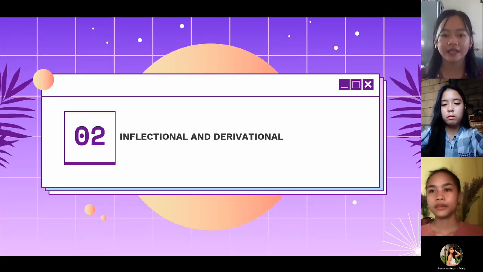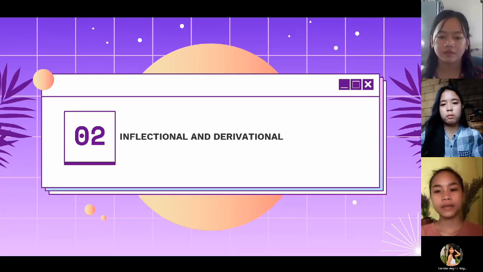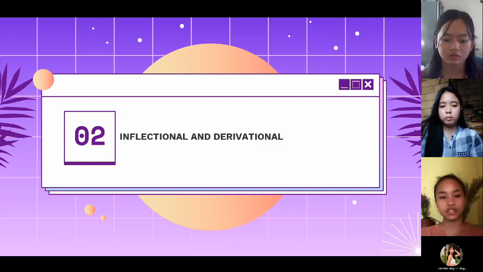So ayon, the inflectional and derivational will be discussed by Erica. So thank you, Jade. So we have two types of morphemes, which are derivational and inflectional morphemes. Next slide.